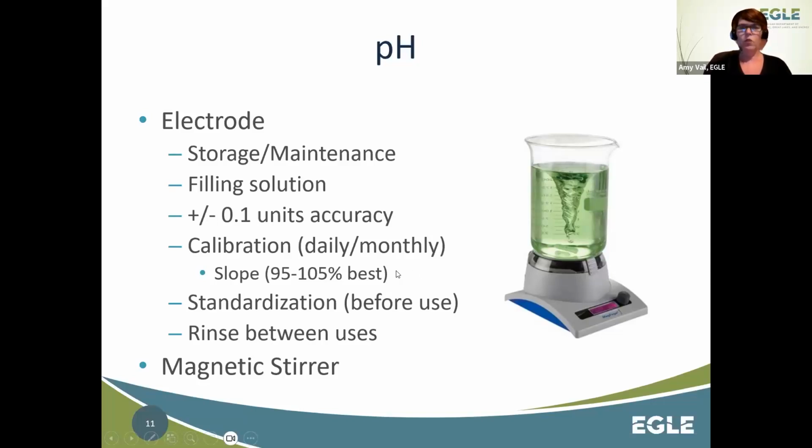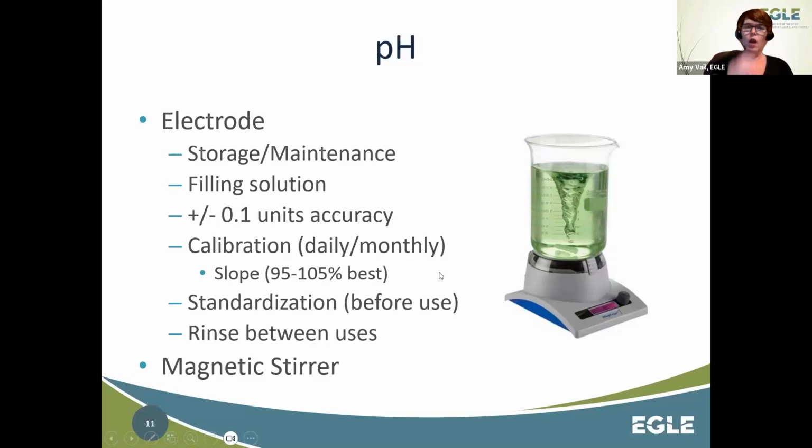And then when you're doing those calibrations, you want to look at the slope, which tells you, if you're using a 4, a 7 and a 10 buffer, how well they're in line with each other. And 95 to 105% is the best. Some manufacturers don't spell out what the range is, but nothing less than 90 to 110 should be acceptable, but 95 to 105 is the best.